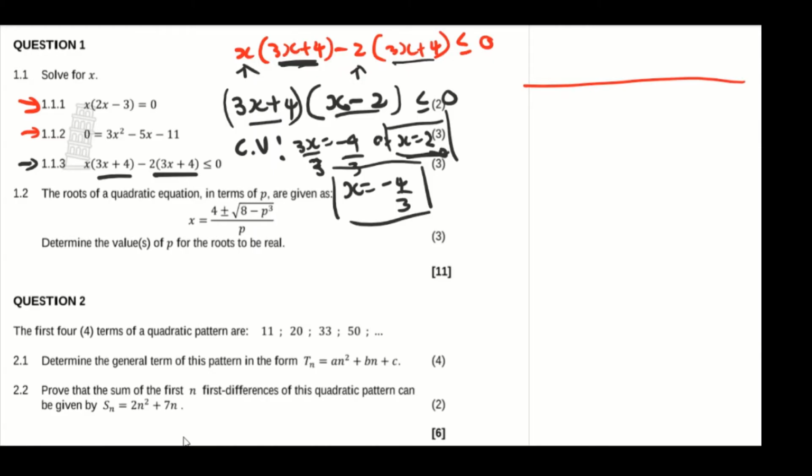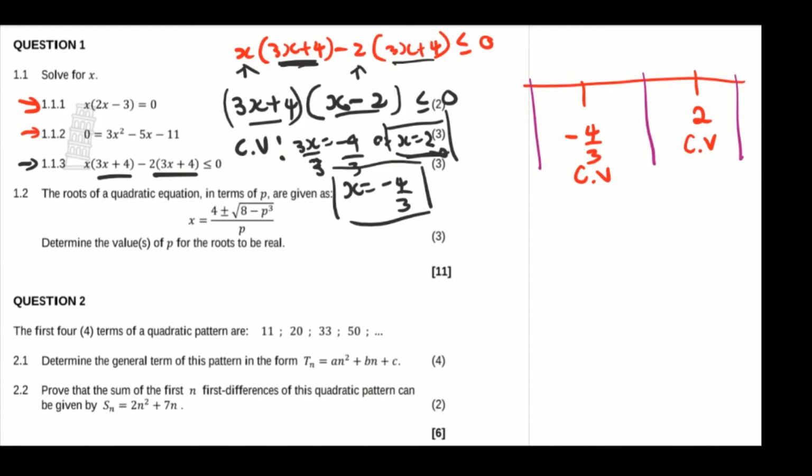Then we indicate our critical values. So we have a critical value of 2, and a critical value of minus 4 over 3, right? So what you're going to do is this. You're going to test values before your critical value, between your critical values, and after your critical value.